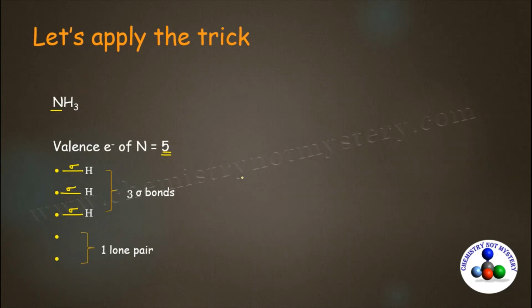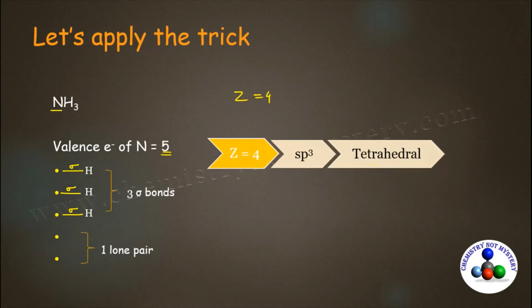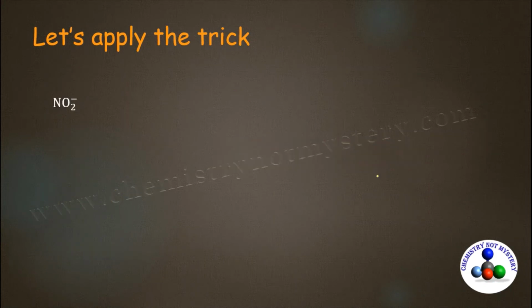When you add them, you will get Z is equal to 4. For Z is equal to 4, hybridization will be sp3 and the expected geometry will be tetrahedral. But as one lone pair is present, the geometry of ammonia is not tetrahedral but pyramidal in shape. Now come to the next example.